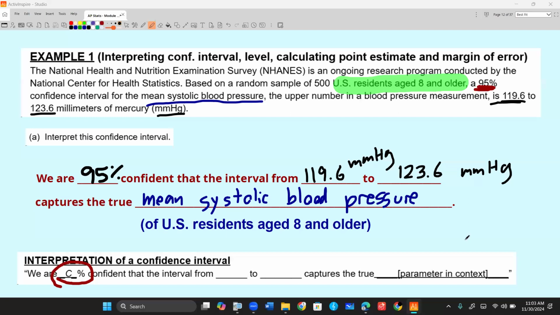You might notice that I wrote of U.S. residents age 8 and older, so I put the full context below, but mean systolic blood pressure in this case would be probably perfectly acceptable, so I'm okay with that.